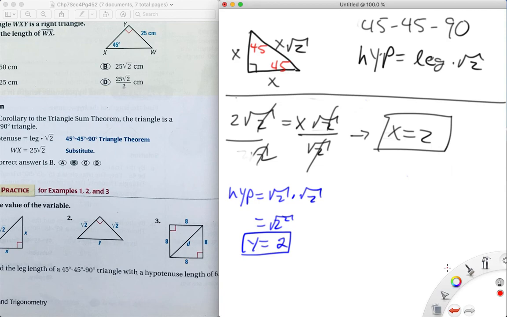Number 3, they give me that the leg is equal to 8. So in this case, the hypotenuse is D. So the hypotenuse is going to be equal to the leg, which is 8, times the square root of 2. So D equals 8 square root of 2.